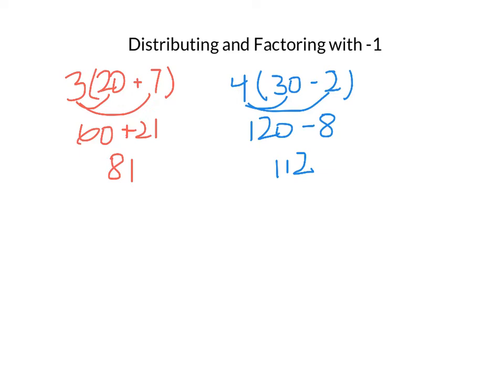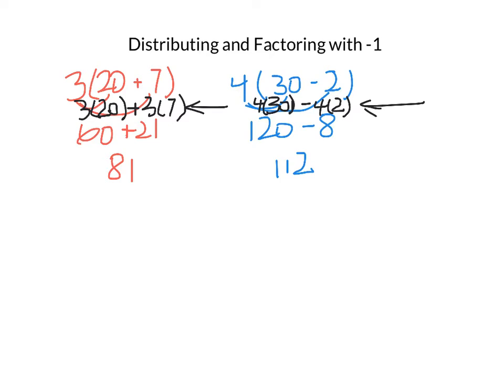But before I go on and show you that step, it might be better for me to show you that I drew this little arc right here, but what that represents, and what I didn't draw, is 3 times 20 plus 3 times 7. And over here again, this is 4 times 30 and 4 times a negative 2, or a minus 2. What I didn't write in is the step that you could write in: 4 times 30 minus 4 times 2. Now I bring this up because this step right in here is going to be helpful on the next step, which is the factoring step.